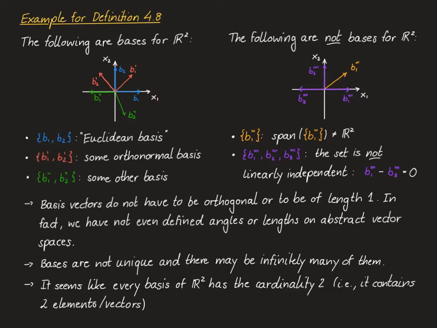From seeing these examples, one may come to suspect that every basis for R2 must have the cardinality 2. What does the expression cardinality mean? Cardinality of a set refers to the number of elements in this set. So in this case, we may suspect that every basis for R2 must contain exactly 2 vectors, like in these 3 examples. And when it contains only 1 or more than 2 vectors, then it seems like this cannot be a basis for R2.